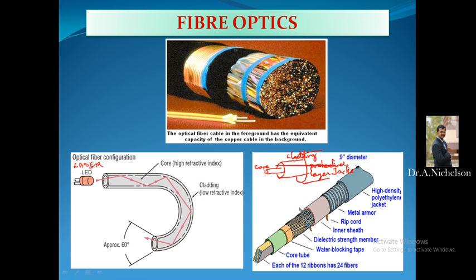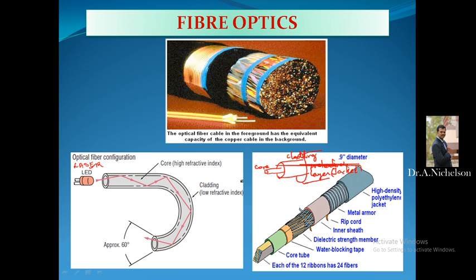Okay, so there seem to be a number of additional parts. Based on the requirement we can use these additional parts. Here you can see a core tube, dielectric strength member, inner sheath, the polyethylene jacket, etc. Based on the requirement we can arrange this. But in general, you just have a core, cladding and a jacket, which is the protective layer.